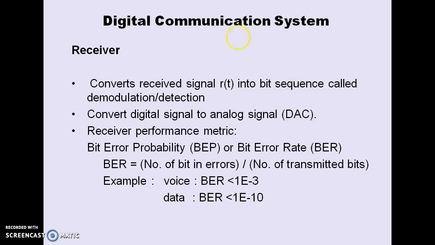So what is the task of the receiver? The receiver's task is to receive the signal r(t), and it converts the signal to an analog signal using digital to analog conversion.